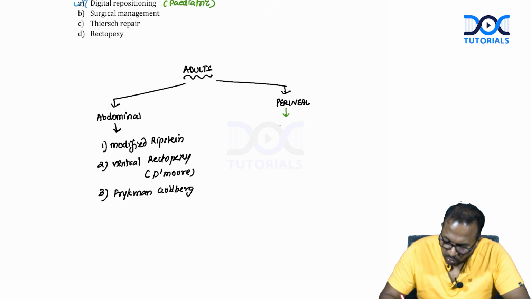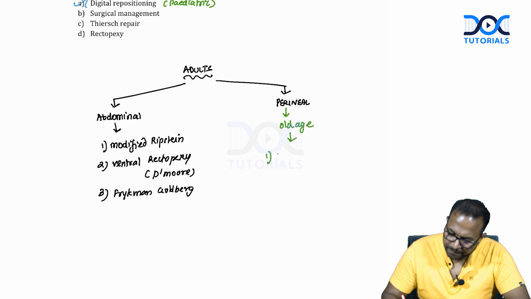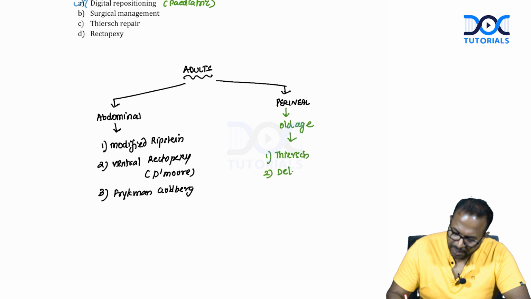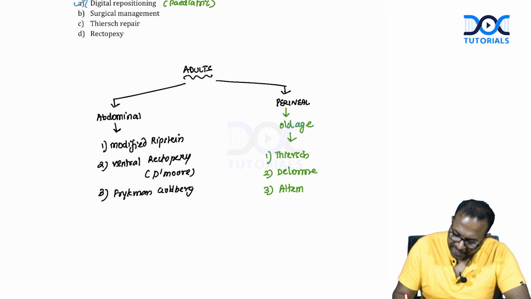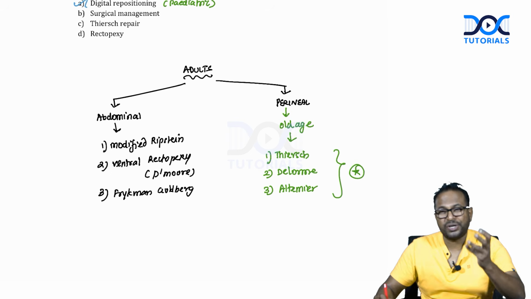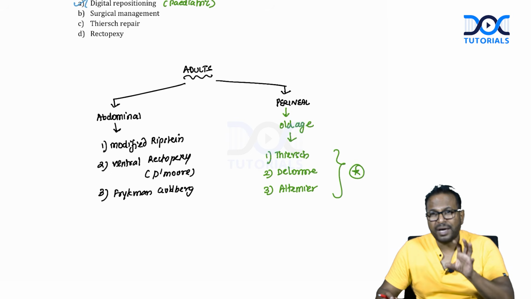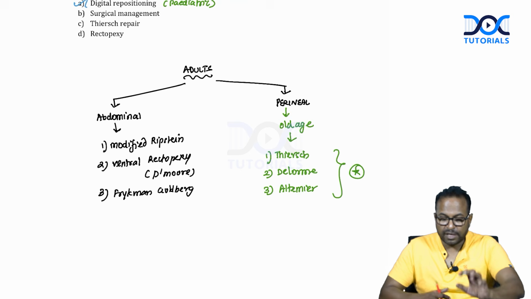For unfit old age patients, we do perineal operations. They are called Thiersch, Delorme, and Altemeier. This is a common MCQ, already asked many times. The question will be: the following are perineal operations except. Thiersch, Delorme, and Altemeier are done through the anus. Other surgeries are done through the abdomen.